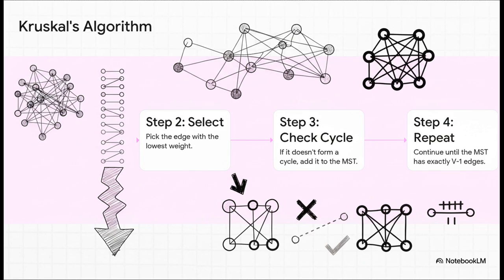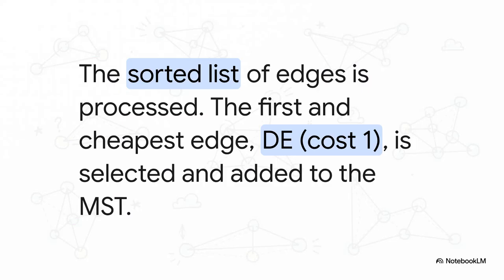Then, it just goes right down the list, one by one, grabbing the best deal it sees. There's only one rule. It will not take a deal if that new connection creates a closed loop with the ones it's already picked. It just keeps grabbing the next cheapest option until, boom, everything's connected. Okay, let's actually watch this thing in action. Here are all our possible connections, sorted by cost.